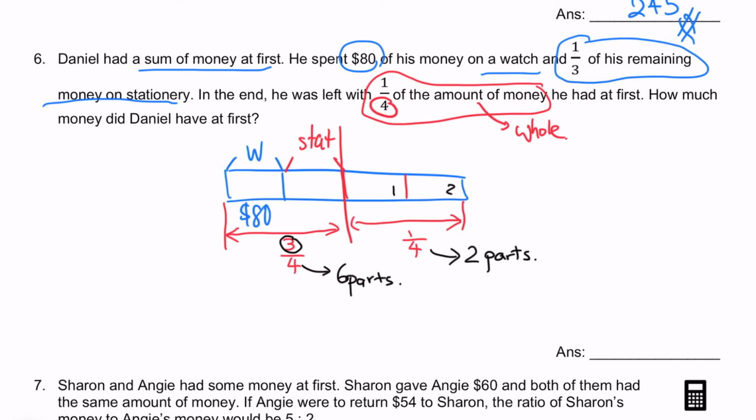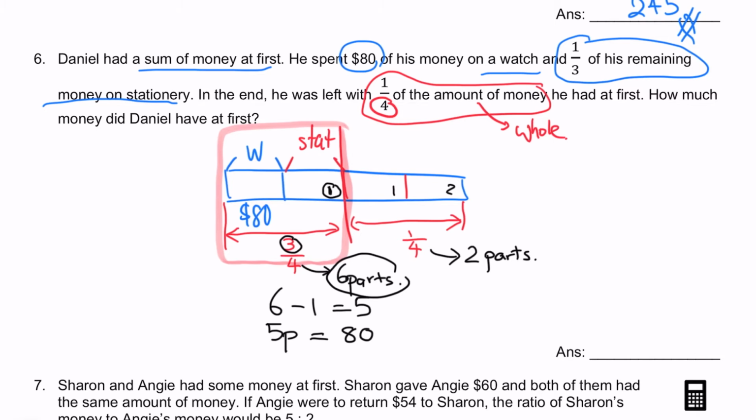And let's give our attention to this part of the model. There should be 6 parts, am I right? But of the 6 parts, there is 1 little part here hidden. So I'm going to take 6 minus 1 equals 5. And 5 parts is equal to that $80 that he has spent. So how much money did Daniel have at first? Total, there are how many parts? There are 8 parts. And that's what we are finding.